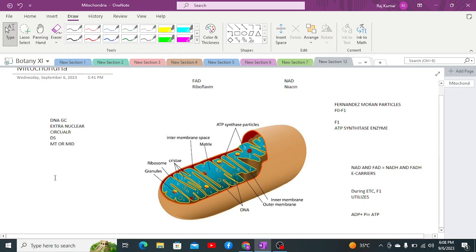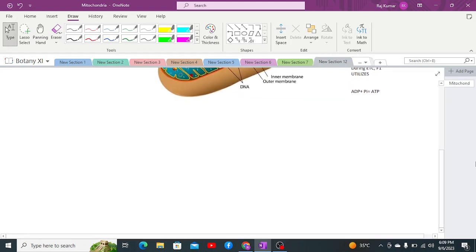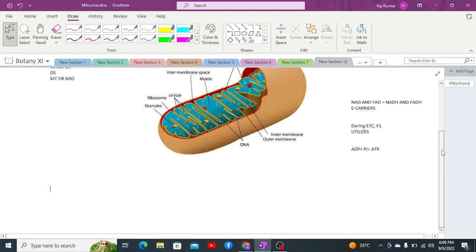Apart from which, a few more things: the mitochondria is able to divide itself on its own. It is known as a semi-autonomous organelle. Why? Because it has its own DNA, RNA, ribosomes, and proteins, which are utilized for the formation of electron carriers and enzymes, and are utilized by its own mitochondria. It is not utilized for the cell.